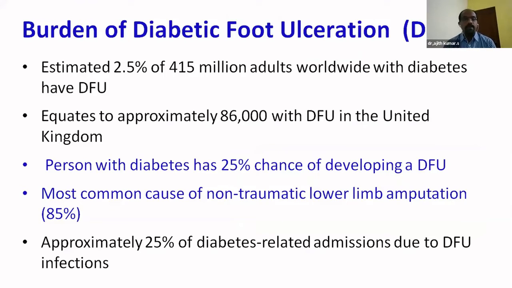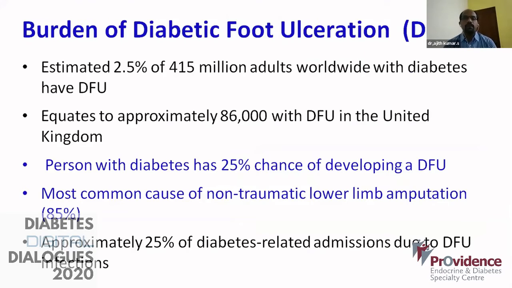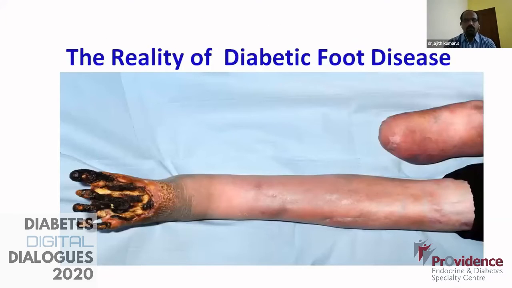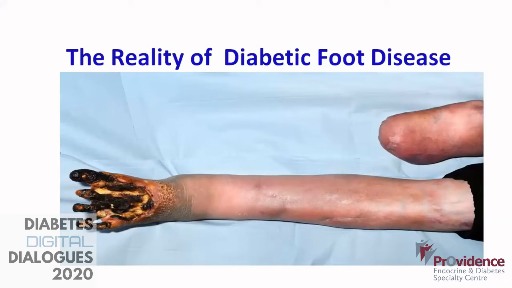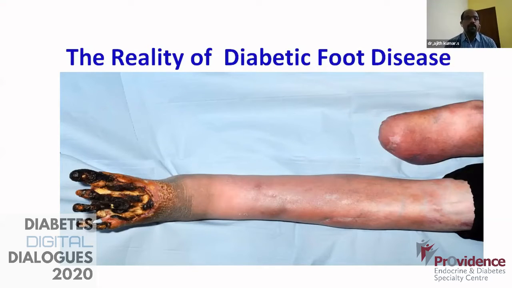This is the burden of diabetic foot ulcer. Any person with diabetes has a 25% chance of developing an ulcer in his lifetime, and this is one of the leading causes of non-traumatic limb amputation. Whatever modalities of treatment are available in our armamentarium, most of the time the reality of diabetic foot disease, as I have shown in this diagram, is that there may be a foot ulcer already, there may be an amputation, and the patient may go for another amputation sooner or later.